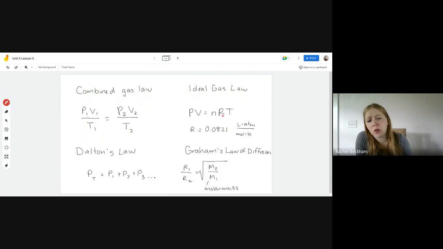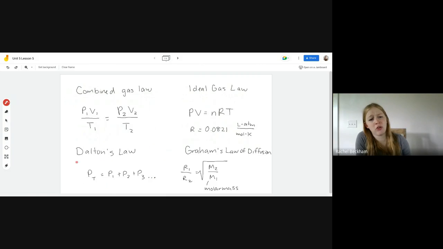R in this equation right here is a certain constant. It is always this number right here. And N stands for moles, which is kind of weird, but N is for the number of moles. That's what N stands for.